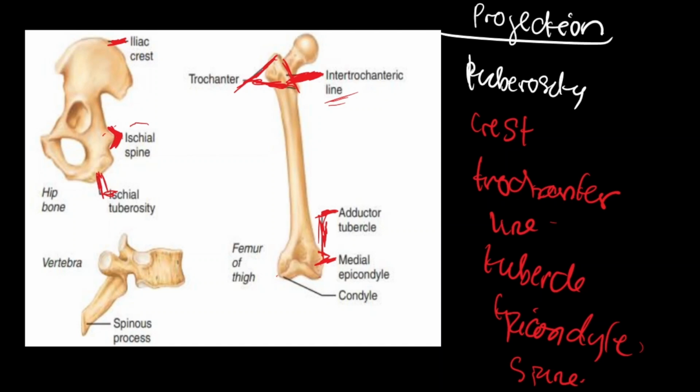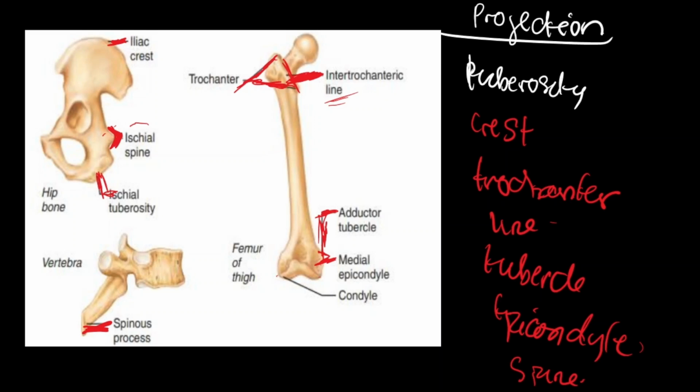The next projection we'd be considering is the process. Now, the process is any bony prominence, and particularly in this picture, we can see the spinous process. So the process is kind of like a general term for a prominence, so to say.